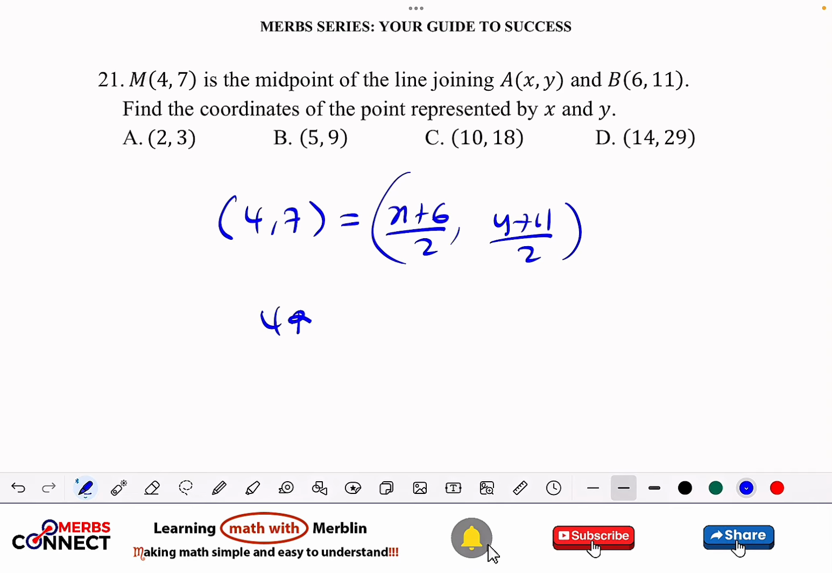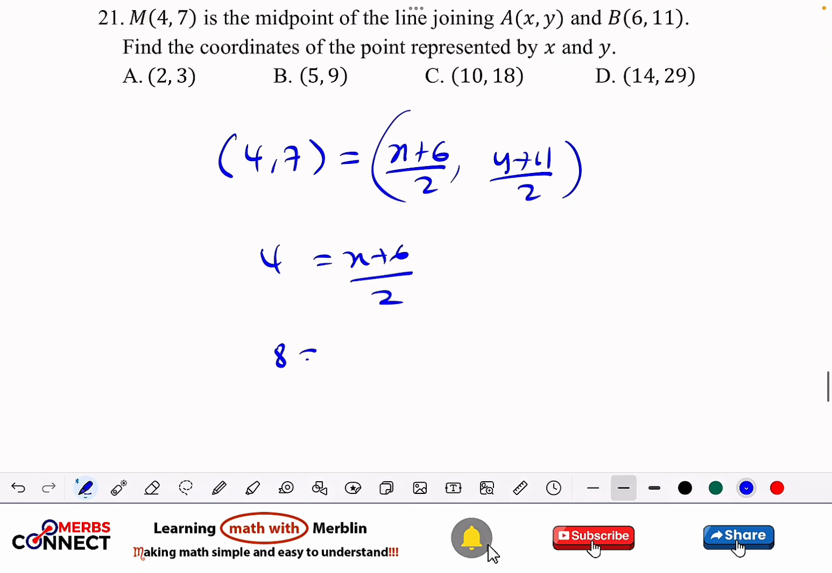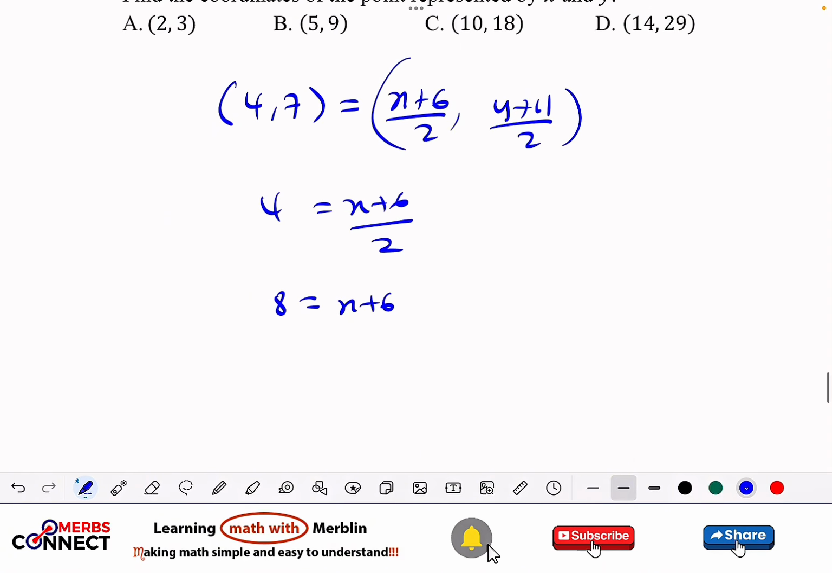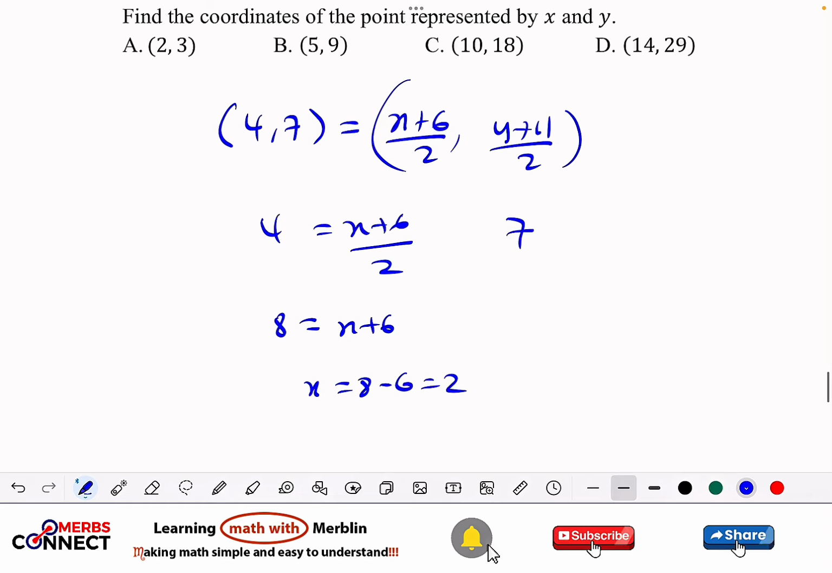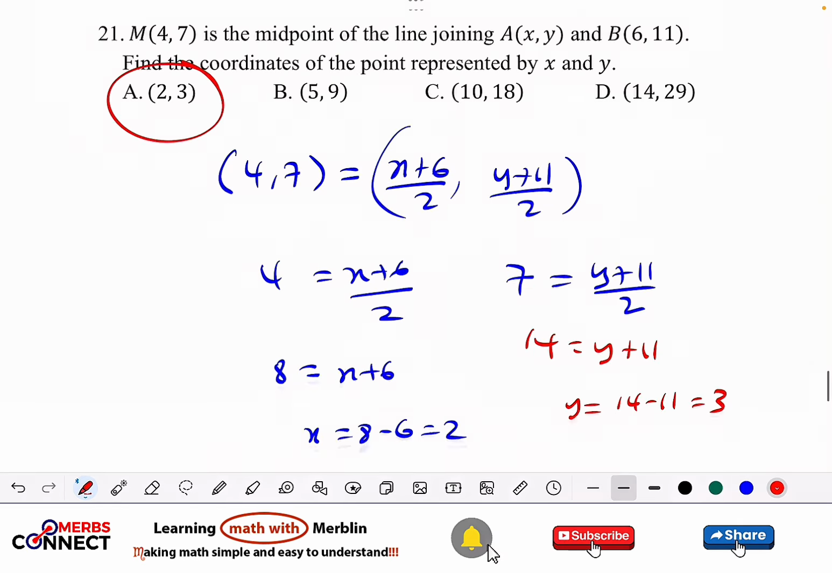So 4 is equal to x plus 6 divided by 2. 8 is equal to x plus 6. And then x is equal to 8 minus 6, which is equal to 2. 7 is equal to y plus 11 divided by 2. 14 is equal to y plus 11. And y is equal to 14 minus 11, which is 3. So 2, 3, which is A.